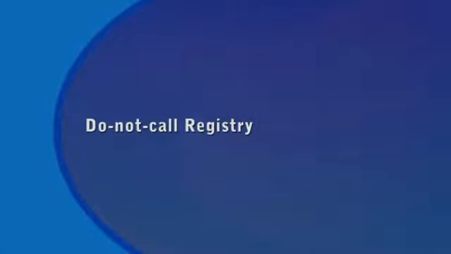Do not call registry. After October 1, 2003, the FCC prohibits a telemarketer from initiating a telephone solicitation to anyone registered on the National Do Not Call Registry, with exceptions being made for consumers who have given prior written consent to receive such calls and calls having a personal relationship with the consumer. An established business relationship is defined as one where the consumer has entered into a transaction with the telemarketer within the past 18 months, or where the consumer has made an inquiry, just an inquiry, within the prior 3 months.